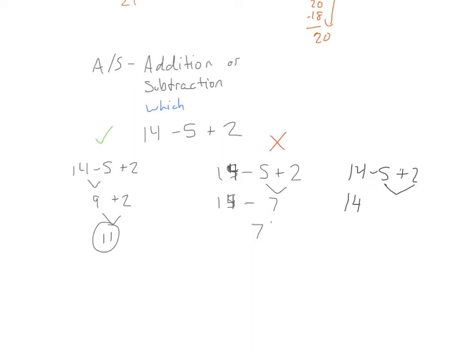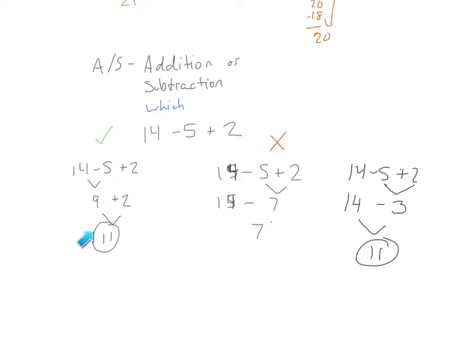Negative 5 plus a 2, okay, negative 5 plus 2 is negative 3. So now we have a 14 and a negative 3, otherwise known as 14 minus 3, and we get 11. And that would also be correct. But this takes a little more thinking, and not that thinking's bad, but you've really got to be sure you know what you're doing.